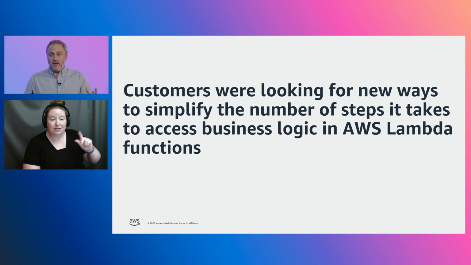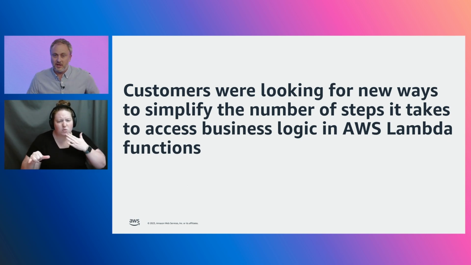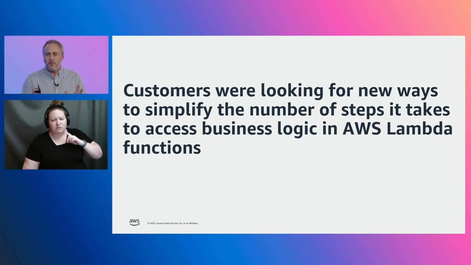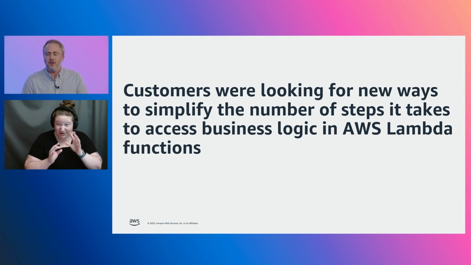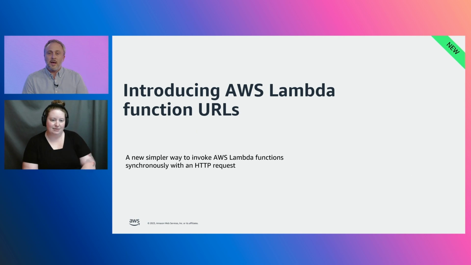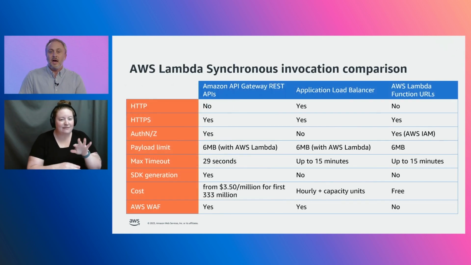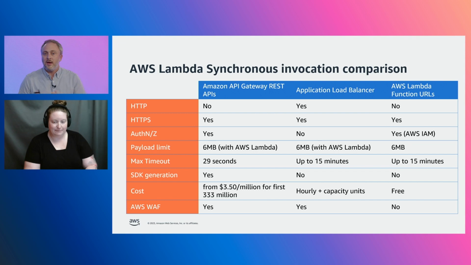Now, that's great, that works nicely, it scales well, there's all sorts of fantastic advantages to using API Gateway. But for a simple little use case like this, customers were looking for even simpler ways to access their Lambda function business logic using URLs. So we announced something called Lambda function URLs, and this is a new, simpler way of generating a URL to access that Lambda function business logic. And it's a synchronous invocation of my Lambda function.